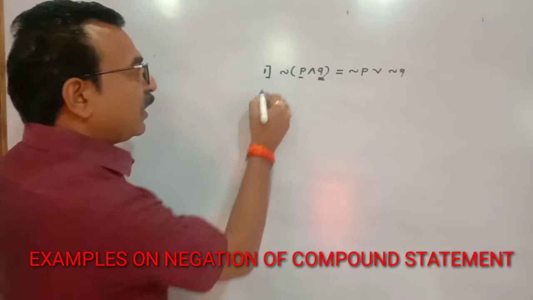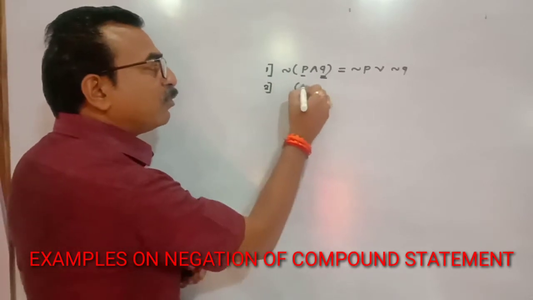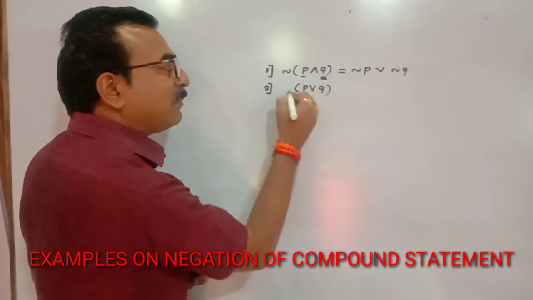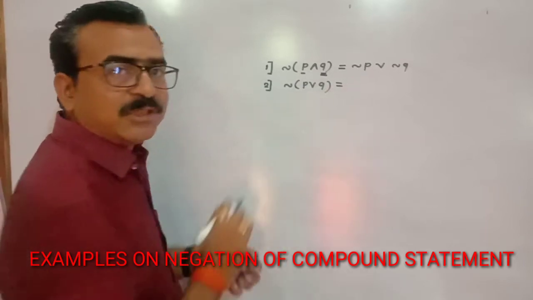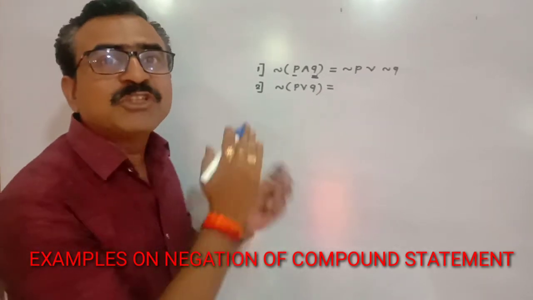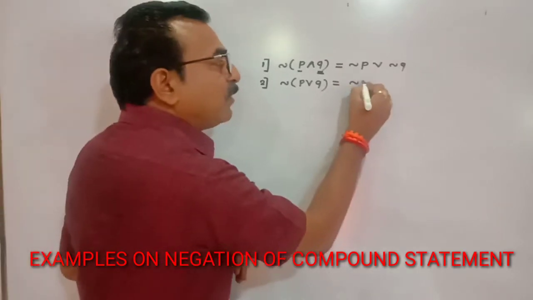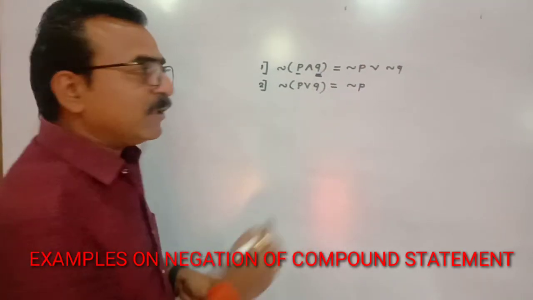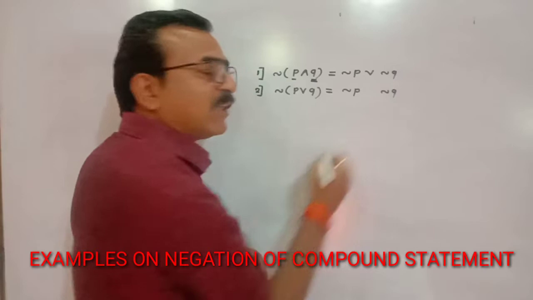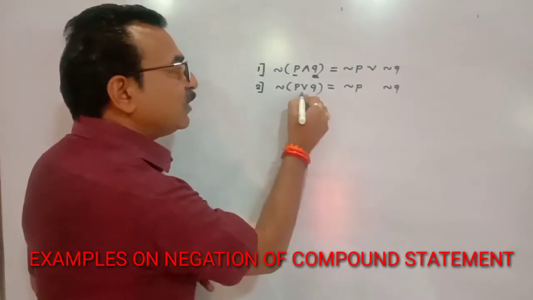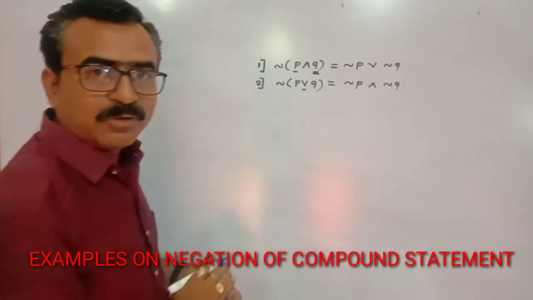Understood? In the case of a disjunction, suppose you are given one disjunction statement and you have to perform its negation. While performing the negation of a disjunction statement, here also perform the negation of the first statement, then perform the negation of the second statement, and replace this OR by AND. Okay?